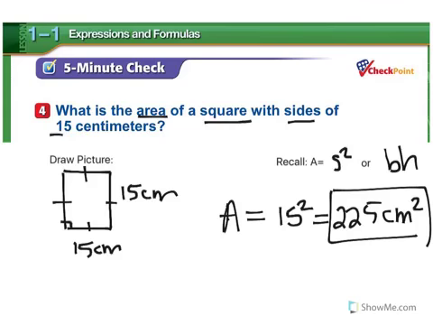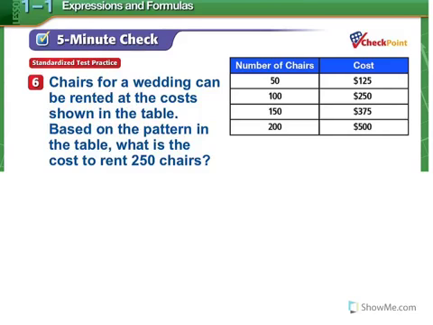Now I would like you to try a problem. Number 6. Chairs for a wedding can be rented at the cost shown in the table. Based on the pattern in the table, what is the cost to rent 250 chairs?